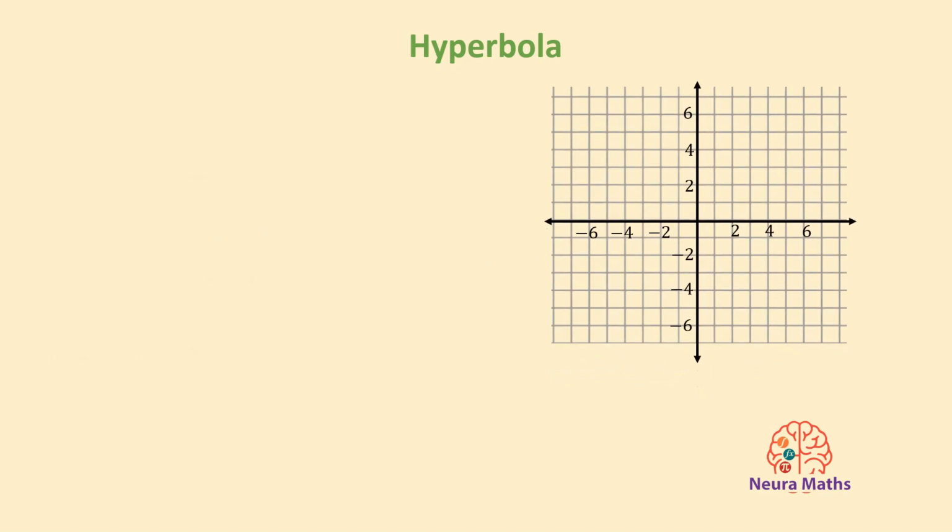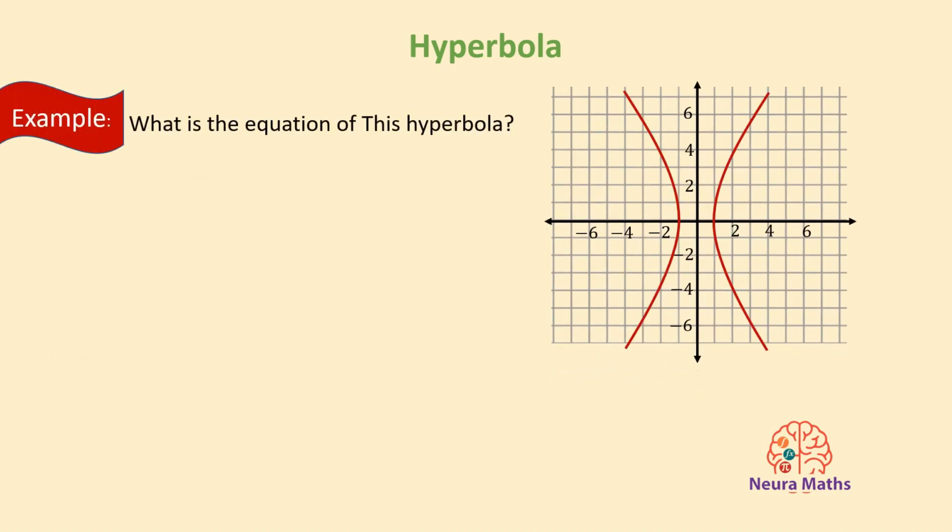For example, what is the equation of this hyperbola? To determine the equation of the hyperbola, first we decide whether it is a vertical or horizontal one. The given graph is a horizontal hyperbola as it opens to the left and to the right. So, its equation starts with the x squared term. The first denominator is half the major axis squared, which is 1 squared. What is the second denominator? The second denominator is half the minor axis squared, which is 2 squared. So, the equation of the hyperbola is x squared over 1 minus y squared over 4 is equal to 1.